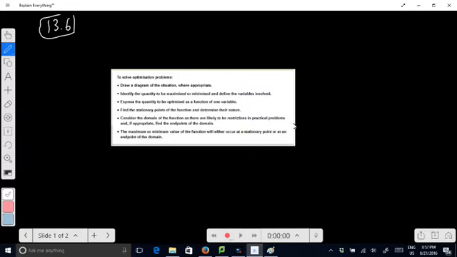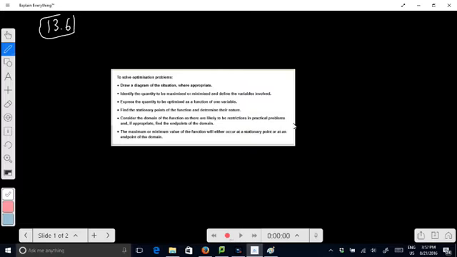To be able to work these problems out, we need to go through a few little steps. Most of the time, draw a diagram of the situation if it's not already given. It's going to help a lot more to visualize what we're after and what we need to do. Second, identify the quantity to be maximized or minimized and define the variables involved. Express the quantity to be optimized as a function of one variable. Find the stationary points of the function and determine their nature.